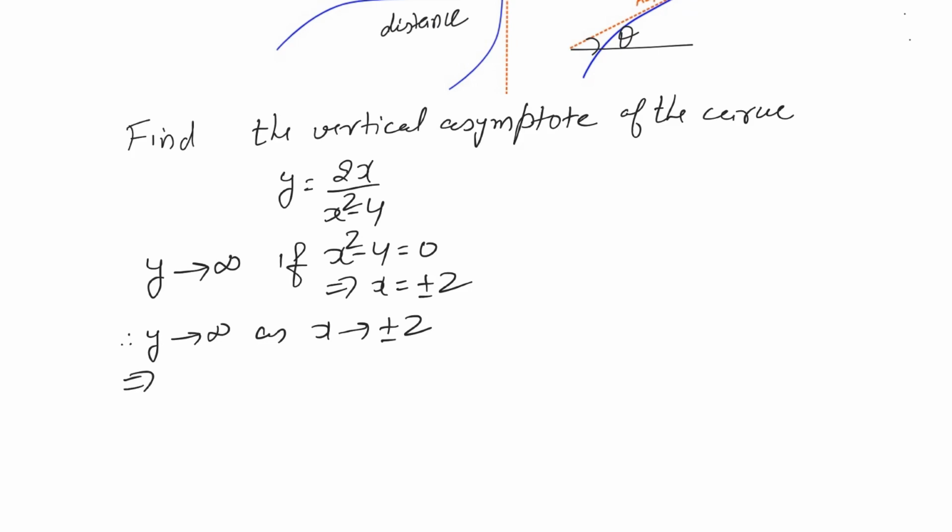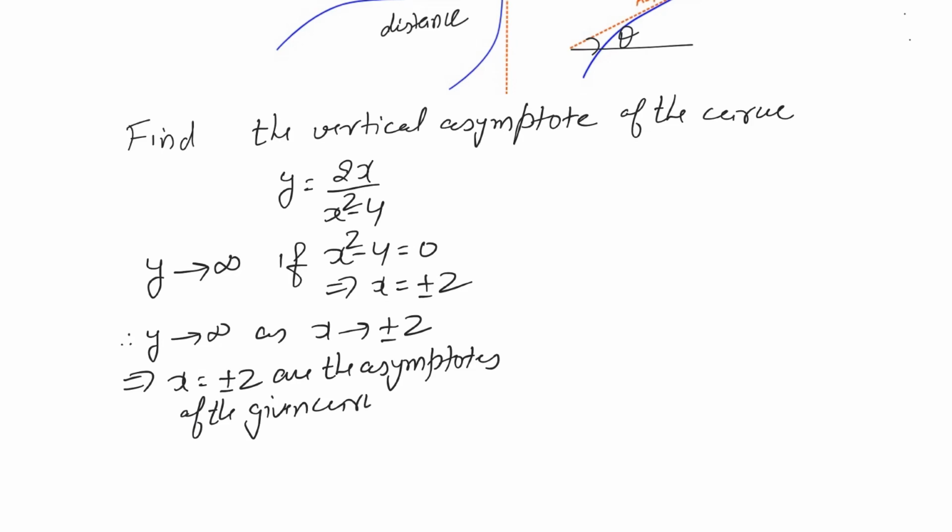This implies that x is equal to plus minus 2 are the asymptotes of the given curve, because at the asymptote the given curve will become infinity, because we know that the given curve will touch the asymptote only at infinity, and asymptote is x is equal to plus minus 2.